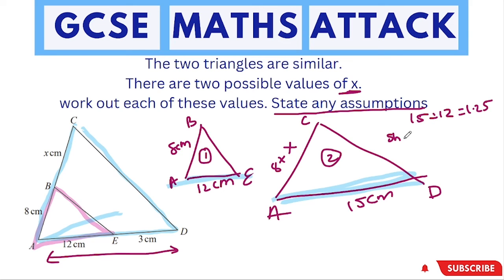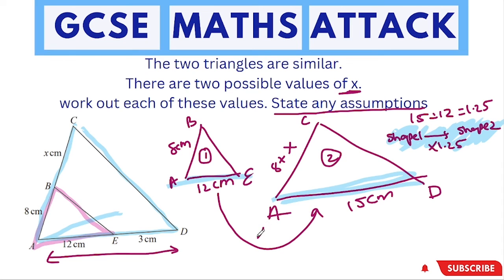So shape 1 to shape 2, I'm going to multiply by 1.25. So what I'm going to do is I'm going to highlight this over here. Okay, so I know that I'm going to times by 1.25. Okay, so the first thing I need to do is if I'm going from shape 1 to 2 and I need to work out X, I need to work out the corresponding sides.